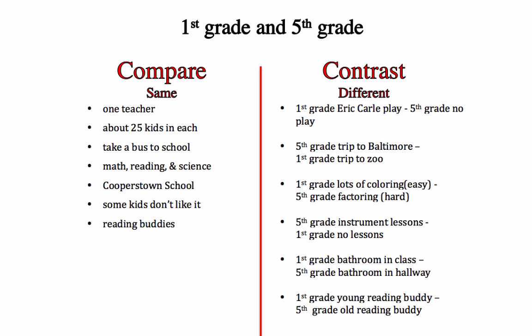As students share their ideas, assemble your own list at the front of the room. Solicit explanations and examples for each idea. Point out that similarities between 1st and 5th grade focus on one detail. Both have one teacher. Both have about 25 kids in each. Differences require focusing on a detail from 5th grade and a detail from 1st grade. 1st grade we did an Eric Carle play, but in 5th grade we didn't do a play.